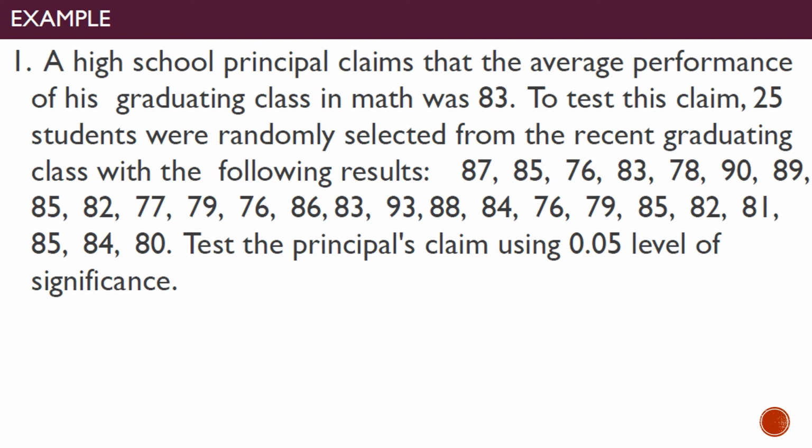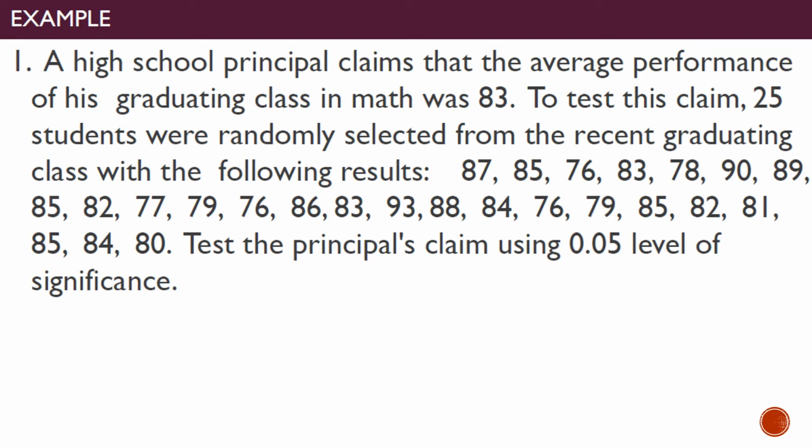Okay, so on our third example, we have here a high school principal claims that the average performance of his graduating class in math was 83. To test this claim, 25 students were randomly selected from recent graduating class with the following results. So I'm not going to mention all these numbers.